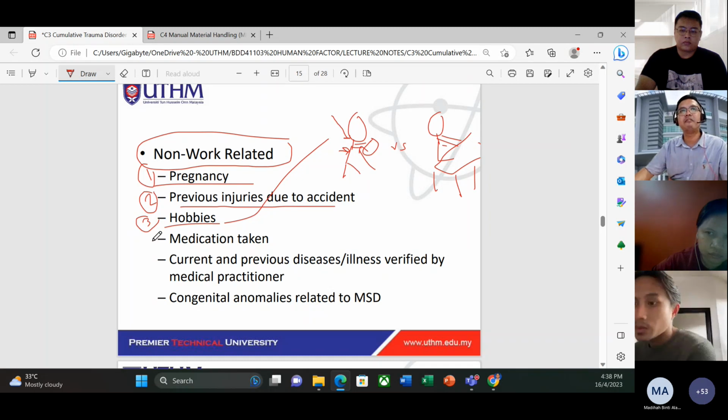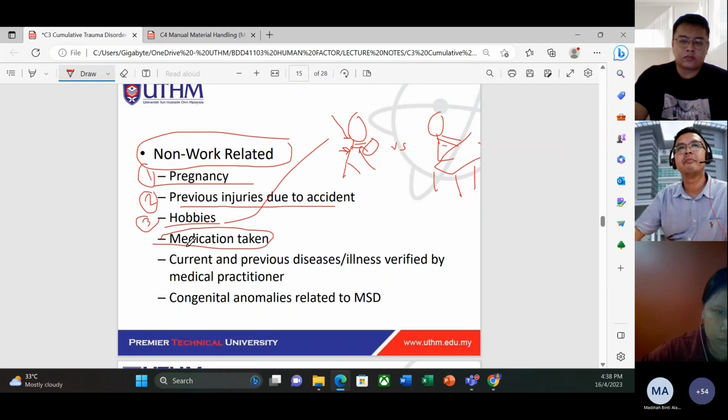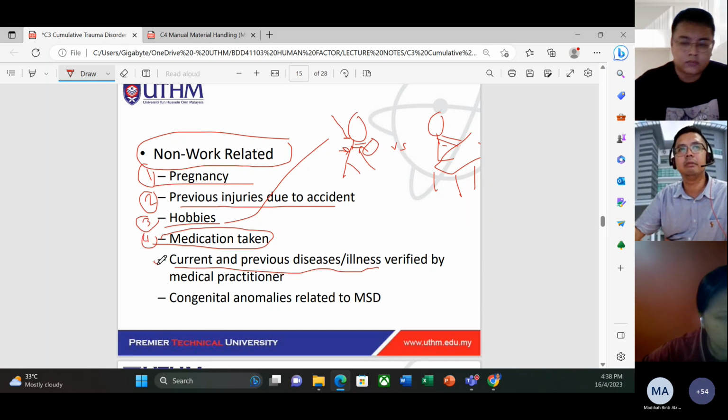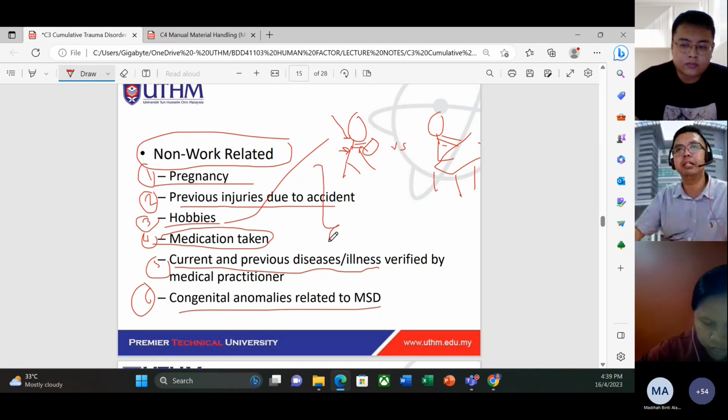Number 4, medication taken. Look at the previous history, employment. Medical: is there any history related to medical conditions, and current or previous diseases and illnesses verified by medical practitioners? This is number 5. And number 6 is congenital anomalies related to MSD. So this is classified as non-work related. All these things are based on the individual.